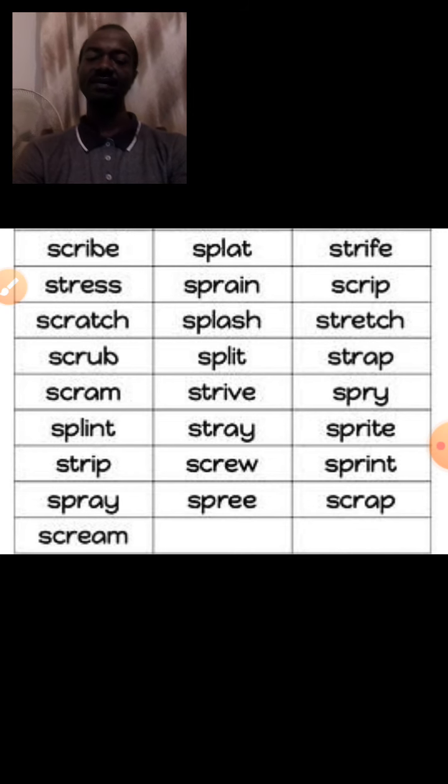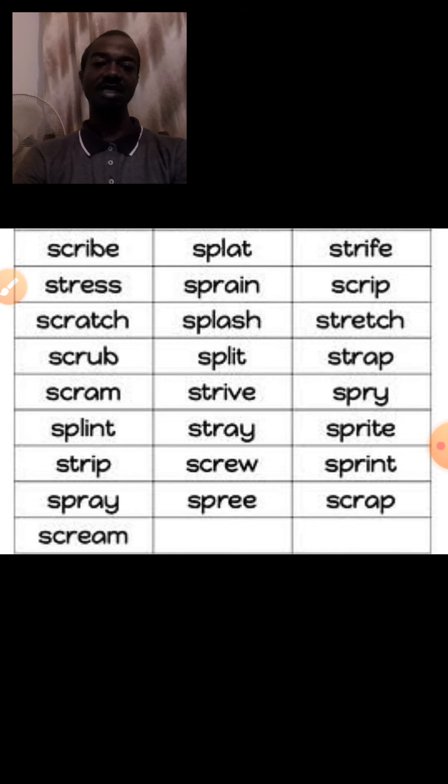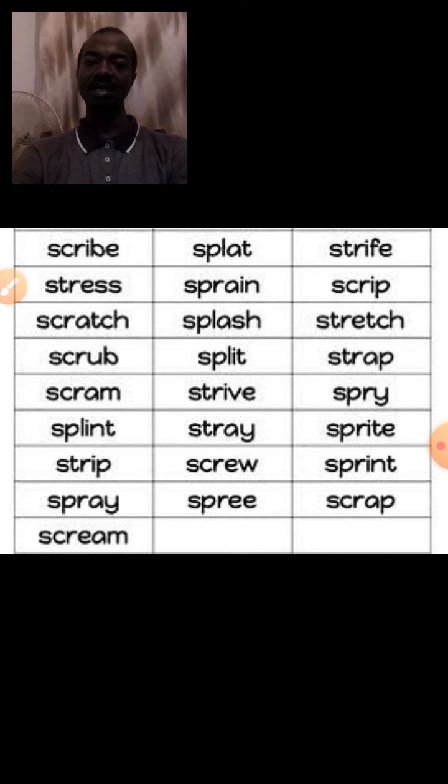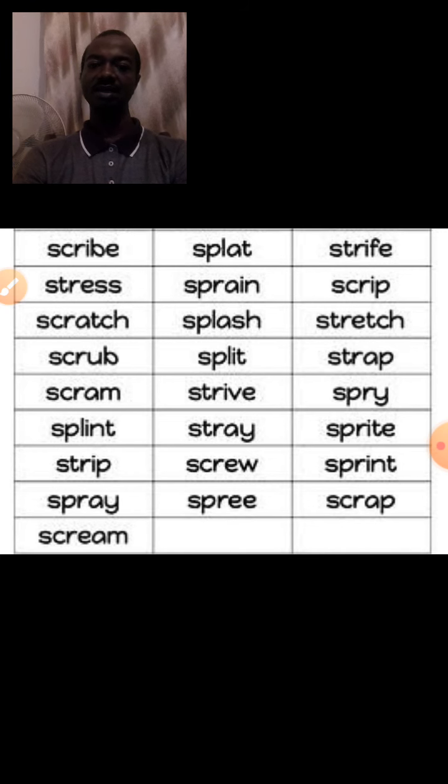A consonant cluster can have three letters. The chart here is a list of words with three-letter consonant clusters. The first one I have here is scribe. In scribe, you have S, K, and R, three letters forming the cluster: S, K, R, scribe.